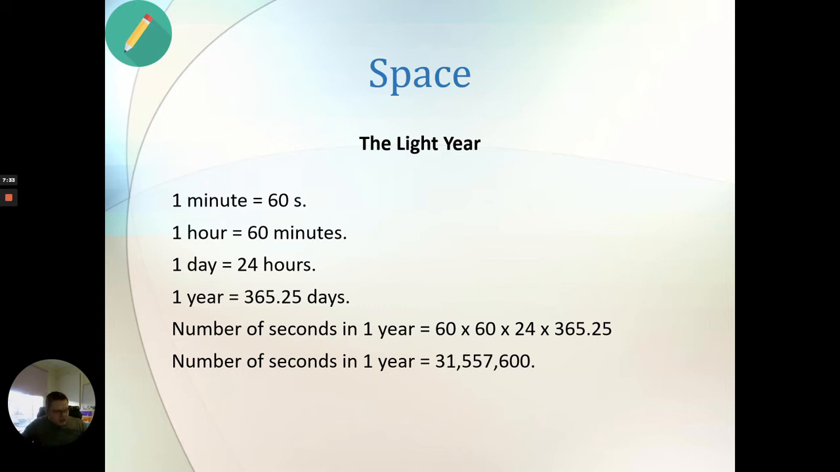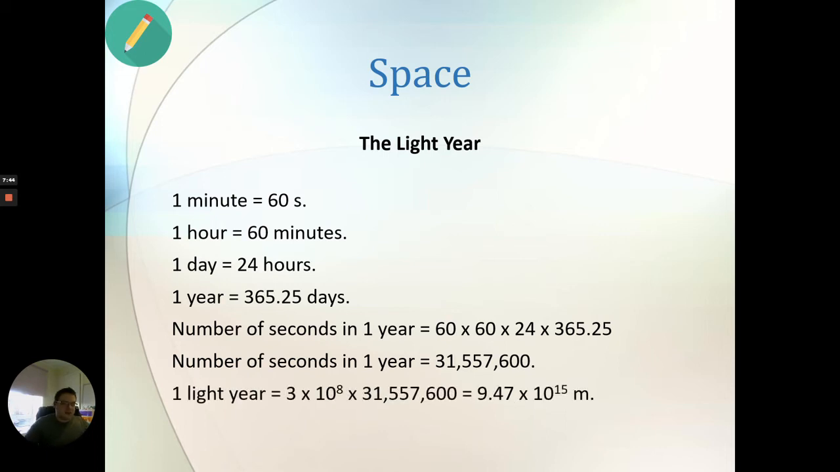And to get 1 light year, well, 1 light year is the speed of light times the number of seconds in a year. So that means a light year is 3 times 10 to the 8 times 31,557,600 seconds, and that gives us 9.47 times 10 to the 15 meters, which is that when it's written out. And again, that is a ludicrously big number.